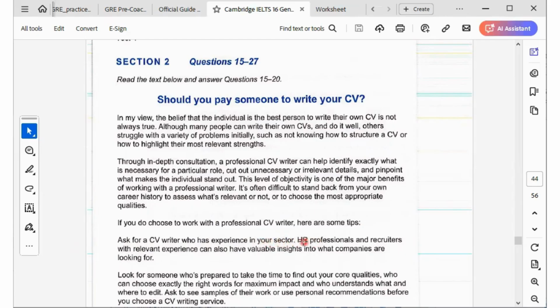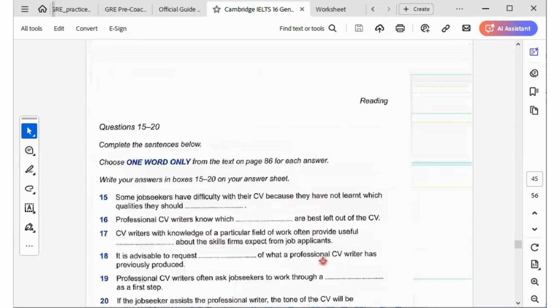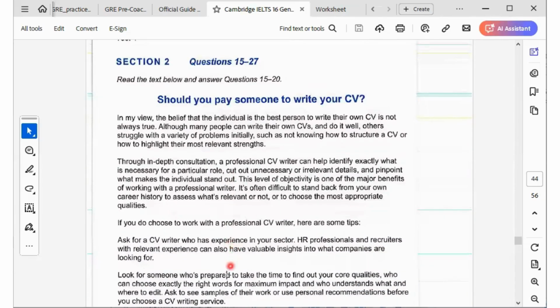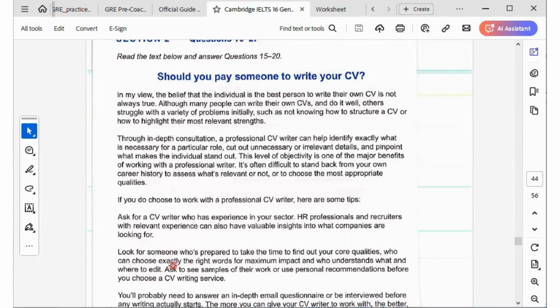Now look at the next sentence. HR professionals and recruiters with relevant experience can also have valuable insight into what companies are looking for. Okay, let's go back to the question. CV writers with knowledge of a particular field often provide useful dash about the skills that firms expect. They provide useful dash. Look for someone who is prepared. Okay. No, that stuff is not here.